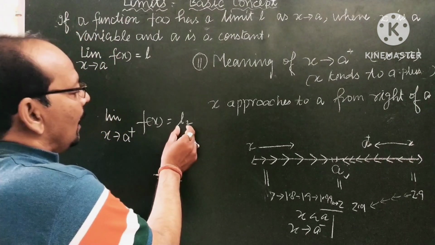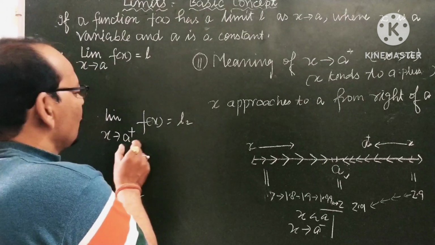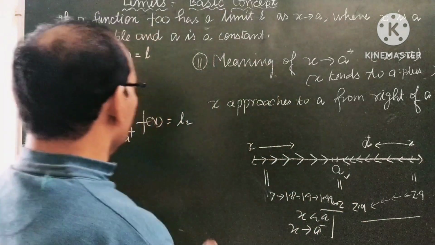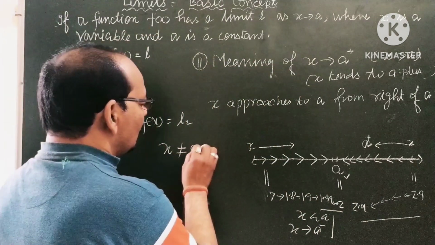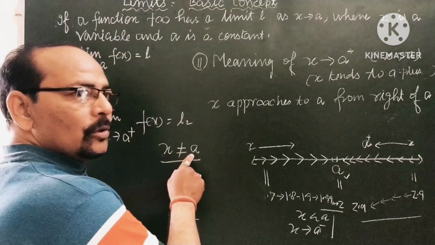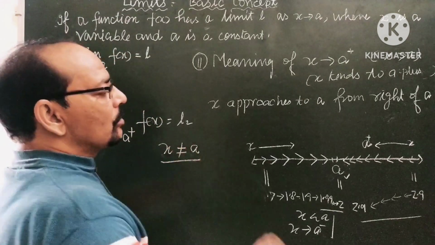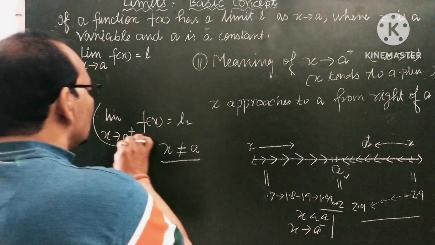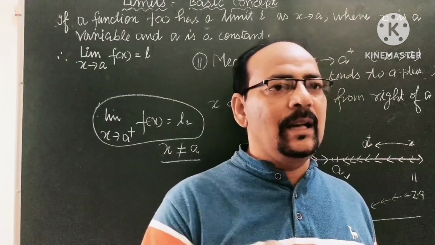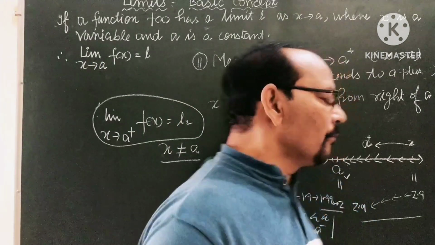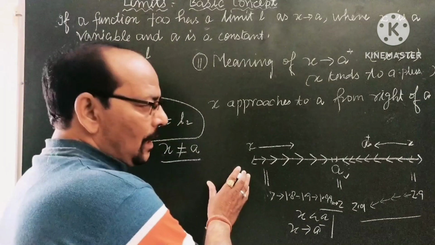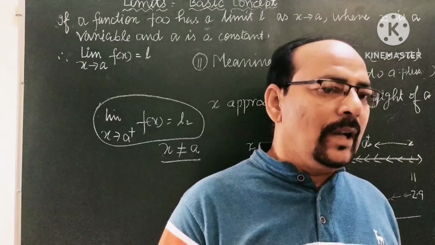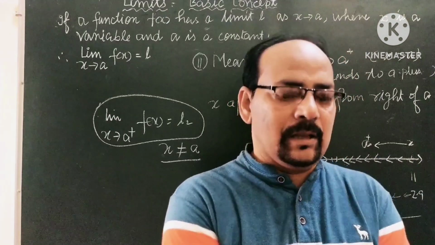What is the value of L2? L2 is the limit of the function f(x) as x tends to a plus, in this condition, but x not equal to a. Only going nearer to a. This limit is known as the right hand limit at a. Is it clear?